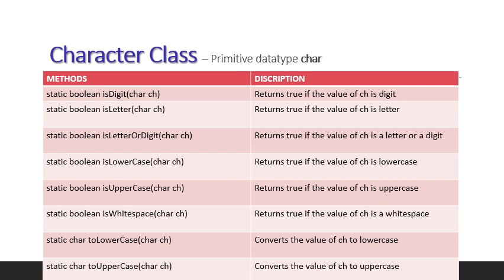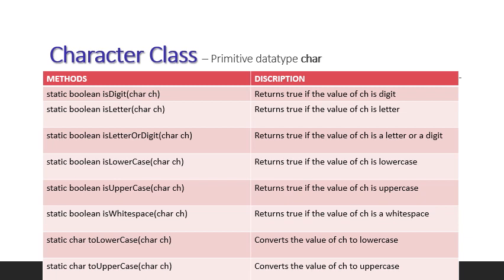Static boolean isDigit: if the character ch is a digit, it will return true. Static boolean isLetter: if ch is a letter, then it will return true. isLetterOrDigit: if it is either a letter or a digit, then it will return true. Static boolean isLowerCase: if the character value is in lowercase, small a, small b, then it will return true, else false. isUpperCase: capital A, capital B, if the character is any capital value, then it will return true. isWhitespace: if it is any space, it will return true, otherwise false.